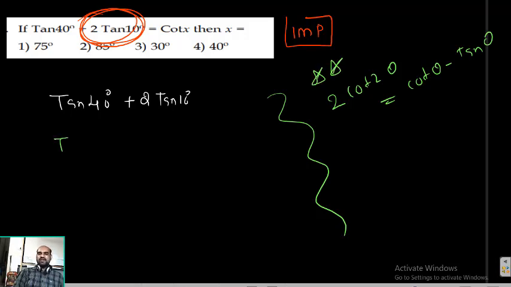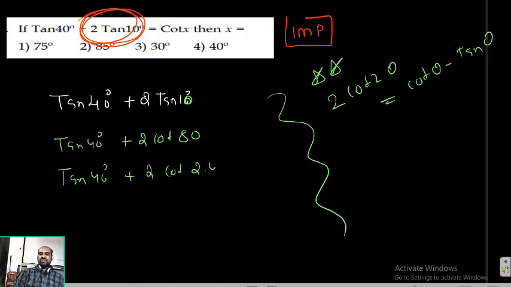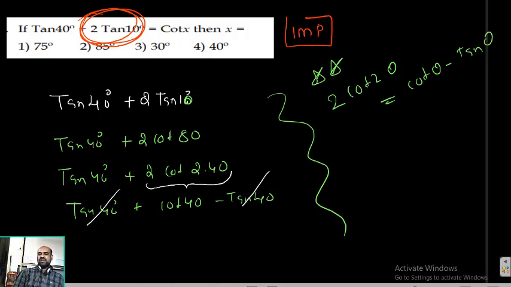That's why tan 40 plus 2 cot 80 I can write this one. Cot 10 is nothing but cot 80 one. Tan 40 degree plus 2 cot 2 theta, 2 into 40. So tan 40 degree plus cot 40 degree minus tan 40 instead of this. Okay, this gets cancelled. Finally cot 40 degree.